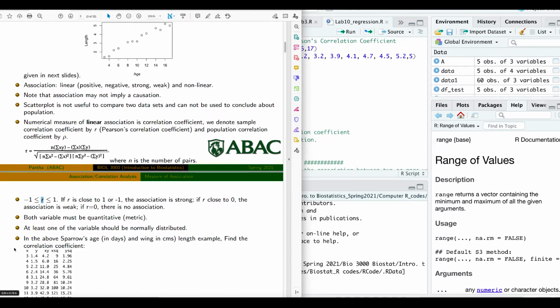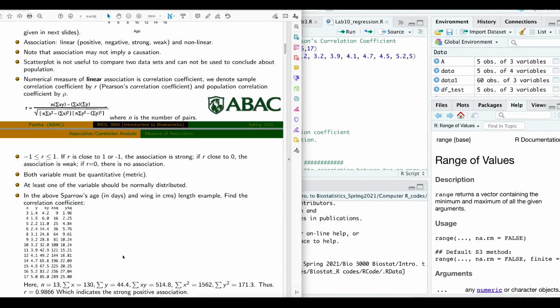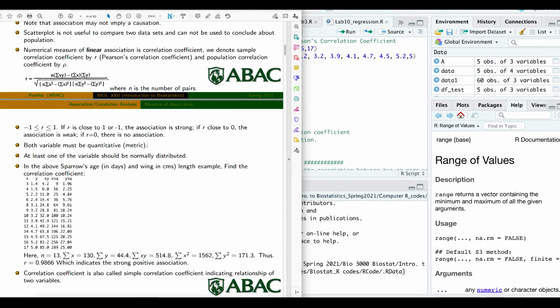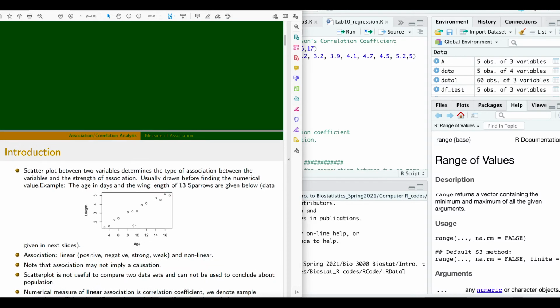To find the correlation coefficient r, both variables must be metric or quantitative variables. Both variables must have numbers, otherwise you cannot do that. At least one of the variables should be normally distributed. Okay, that is another assumption you need. And let us do an example to find the correlation coefficient on this data, okay?